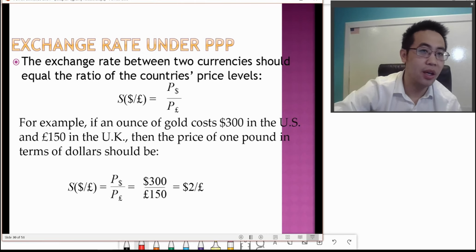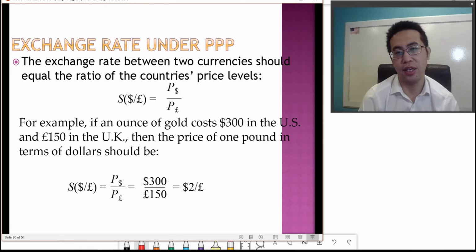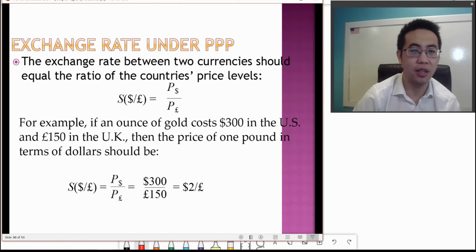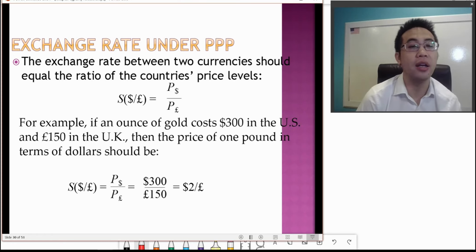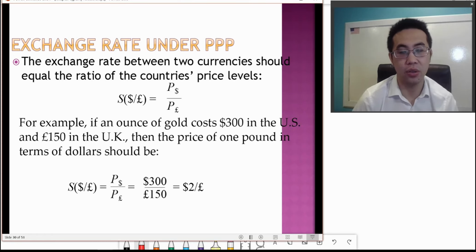So under the law of one price, the Indian product's dollar price is equivalent to the US price. Here is one product, let's say gold. It's a very liquid asset in the world. If in the US, 1 ounce of gold costs 300 US dollars and it costs 150 pounds in the UK, then under the law of one price, or under purchasing power parity, the exchange rate of the US dollar and the British pound should be linked with 1 ounce of gold. That would equalize $300 to 150 pounds, both being the price of gold in two countries, and that would make the exchange rate $2 per pound.